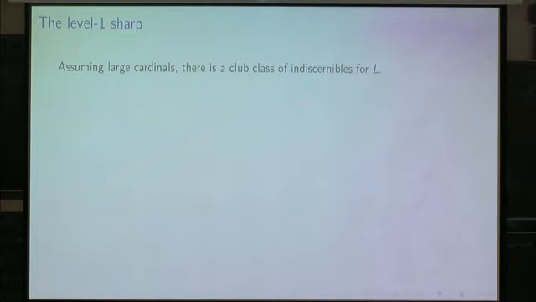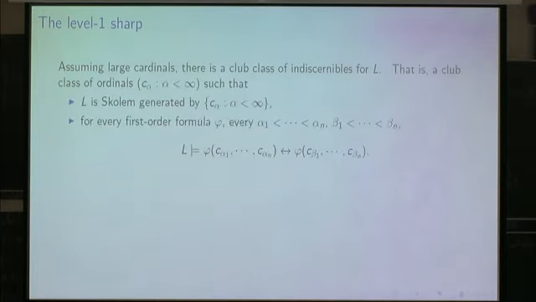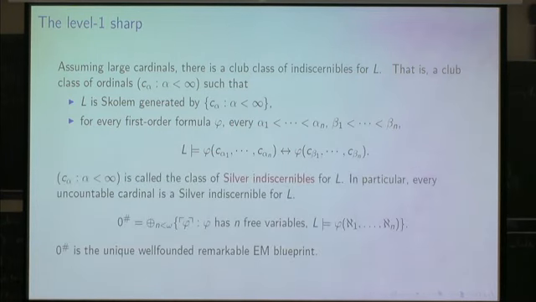So assume large cardinals. There is a club class of indiscernibles, a closed and unbounded class of ordinals C, so that they generate L, and they are indiscernibles in the sense that for every increasing finite tuple, L satisfies phi(alpha_1, ..., alpha_n) if and only if it satisfies phi(beta_1, ..., beta_n). This is the class of Silver indiscernibles.